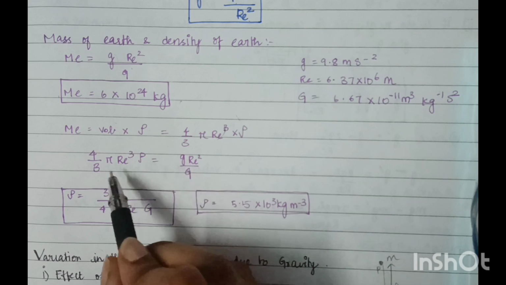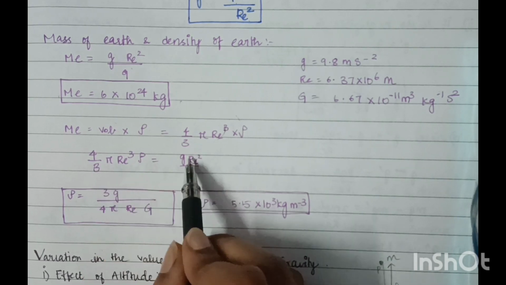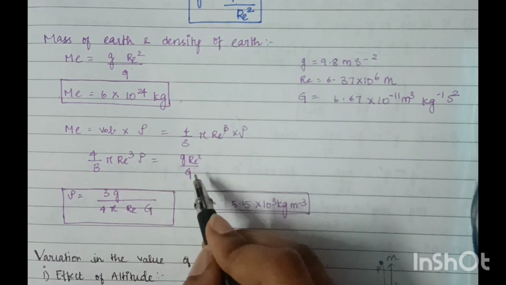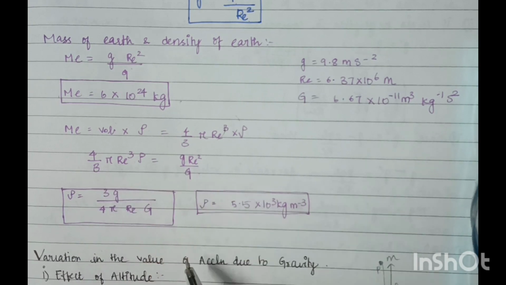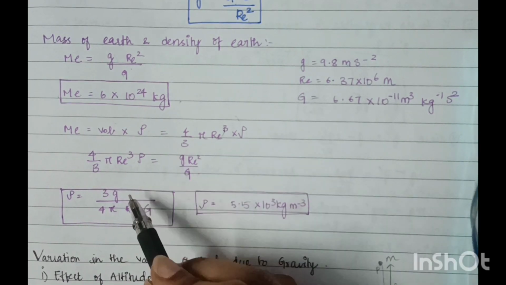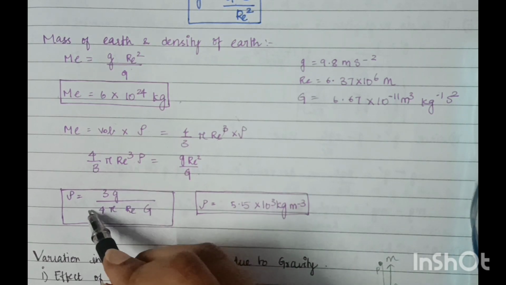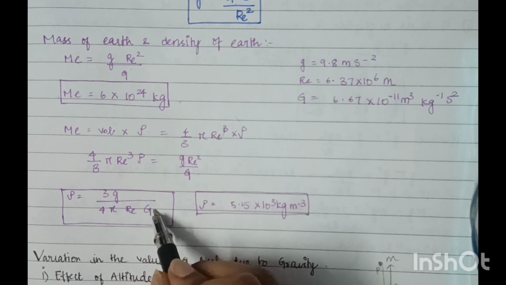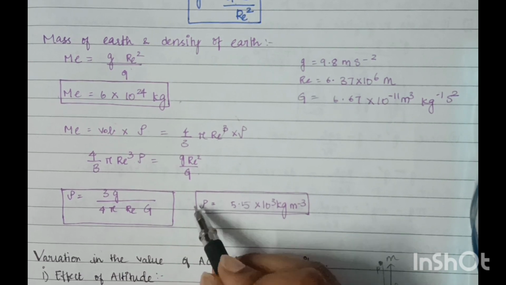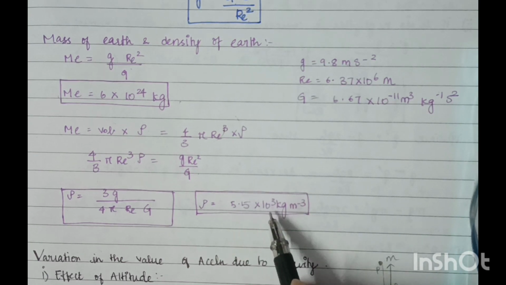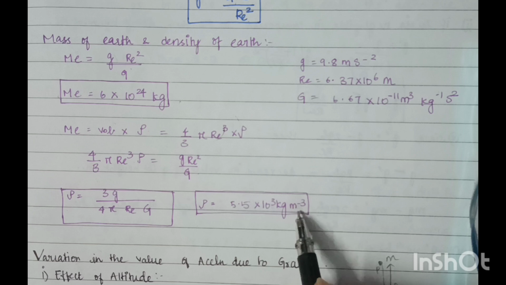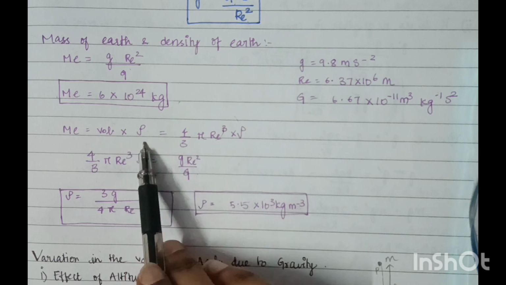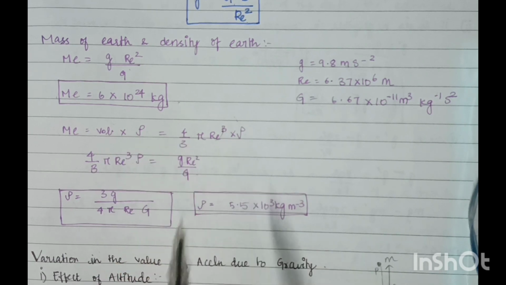Now rho equals 3g over 4 pi R G, since R square cancels and one R is left. On substituting the value of g, that is 9.8 meters per second square, pi as 3.14, the radius of earth 6.37 into 10 power 6 meters, and the gravitational constant's value, we get the density of earth equals 5.5 into 10 power 3 kilogram per meter cube. This is what you have to remember, how mass is related to density, so that we have to remember.